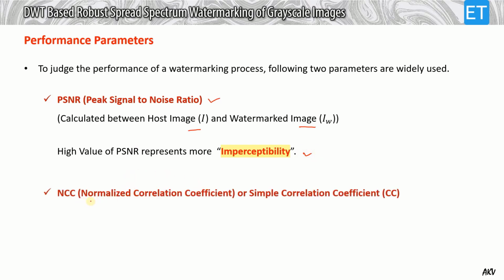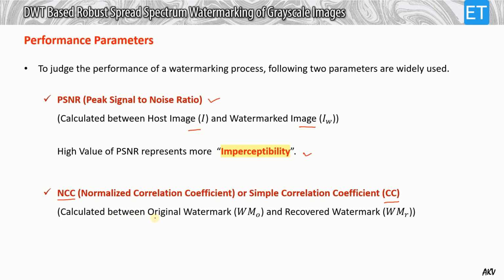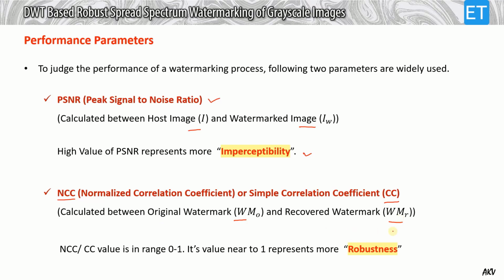And second is the normalized correlation coefficient NCC, and the simple correlation coefficient CC. It is computed between the original watermark and the recovered watermark. So it indicates the robustness of the process. As we know, the correlation coefficient is found in the range 0 to 1. So a value nearer to 1 represents more robustness of the process. Now let's see how we can compute these 2 parameters.